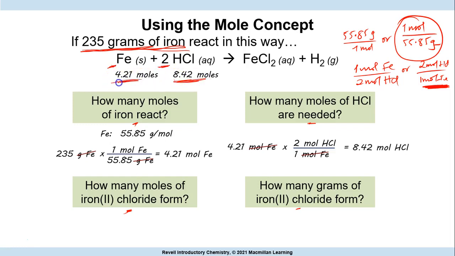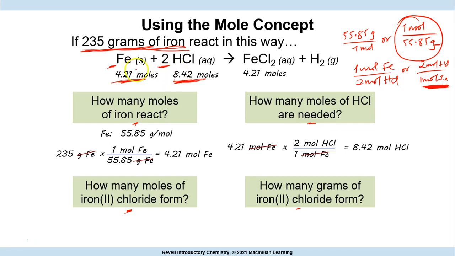From the moles of iron, we have been able to determine the moles of HCl. Now, let's look at the next question. How many moles of iron 2 chloride are formed? So, for us to calculate the moles of iron 2 chloride that are formed, we are still going to use the moles of iron that we calculated first to determine that. So let's see the conversion factor that we'll be using for iron chloride.